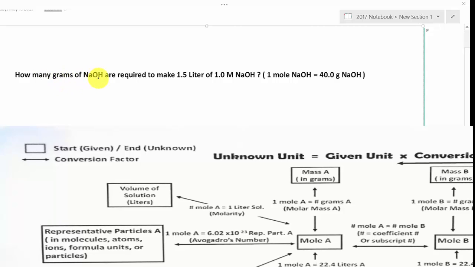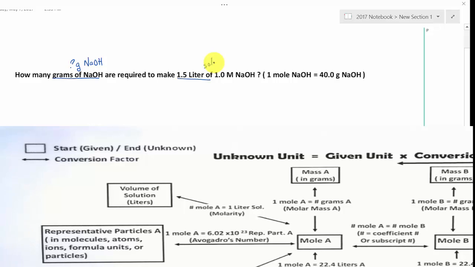How many grams of NaOH are required to make 1.5 liter of 1.0 molarity of NaOH? And the molar mass of NaOH is 1 mole of NaOH equal to 40.0 grams of NaOH. So again, we are asking for how many grams of NaOH. Of course, that would be our unknown, and that would be question mark grams of NaOH. And what are we looking for? Of course, is that one. But what is given to us? So we need to make 1.5 liter. Well, that 1.5 liter is of solution, okay?